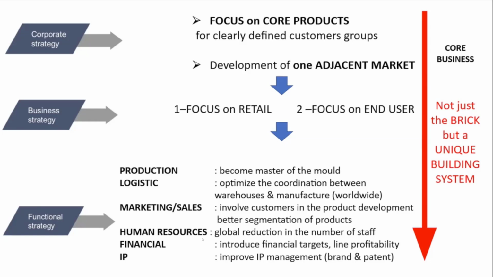For the financial one, they need to introduce financial targets and line profitability. And for the IP department, improve IP management, especially because they discovered that a very important patent on the brick expired in 1989. So in one sentence, what they want to reach is that they not just want a brick, but a unique building system.